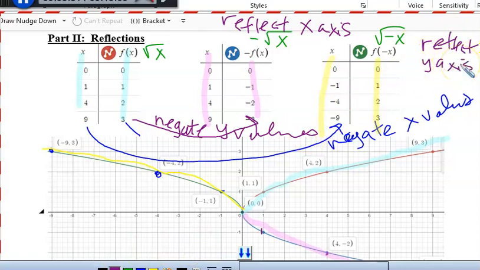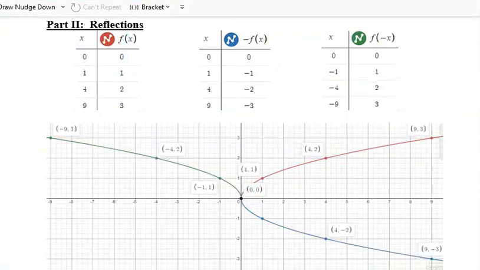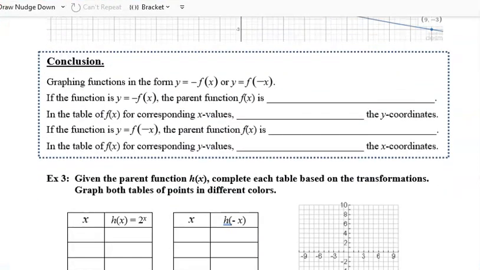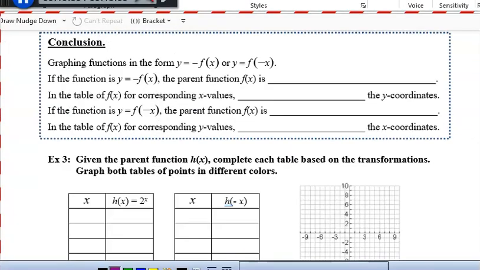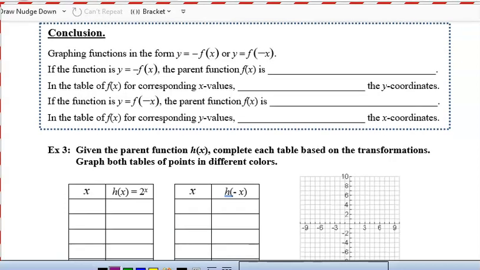Okay. Now when you scroll down, you've got some parts of your notes to fill in. So the difference between negating the outside output versus the inside input is going to be the difference between a reflection over the x versus a reflection over the y. And so we want to look at the two of those separately from each other.